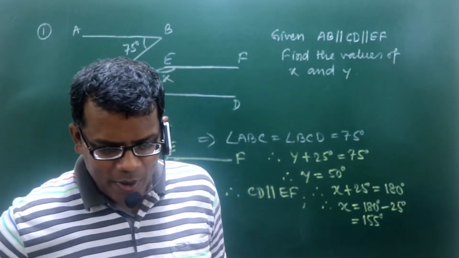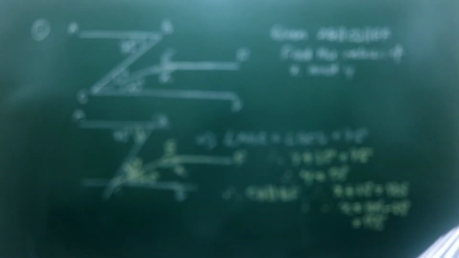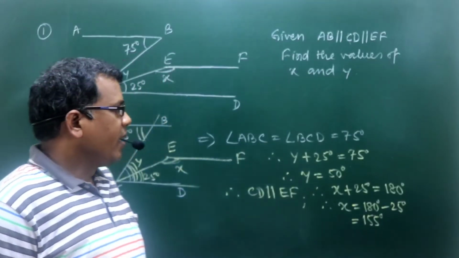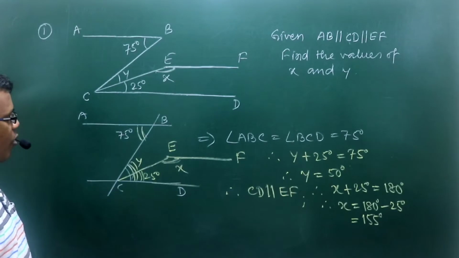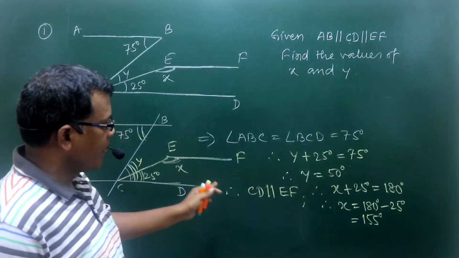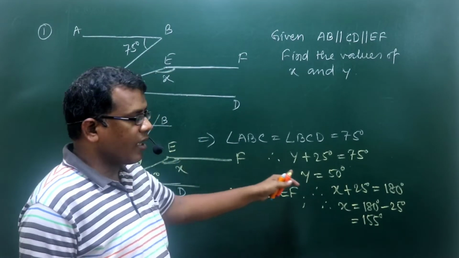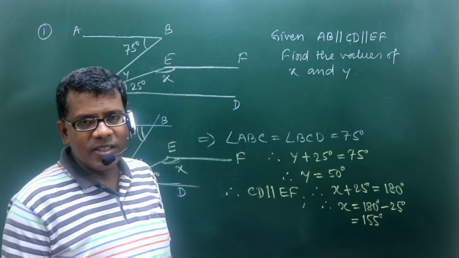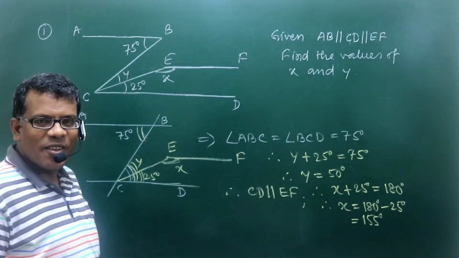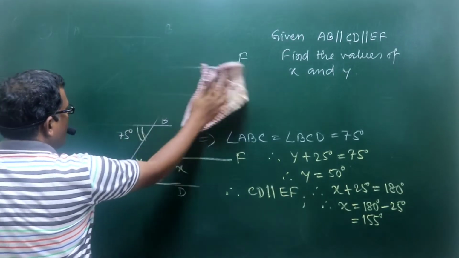Right? I hope you have got the explanation of how we made the argument to get the values of X and Y. In fact, we had to find these two values X and Y. So we are getting X as 155 degrees according to the diagram, and correspondingly Y is 50 degrees. Is that okay? Fine. So let's move to question number 2.